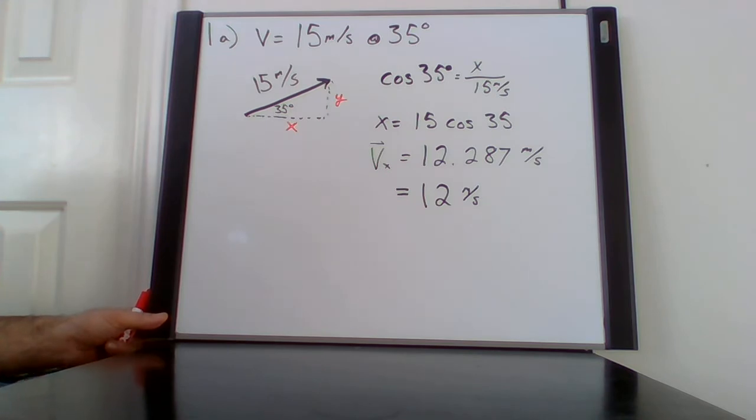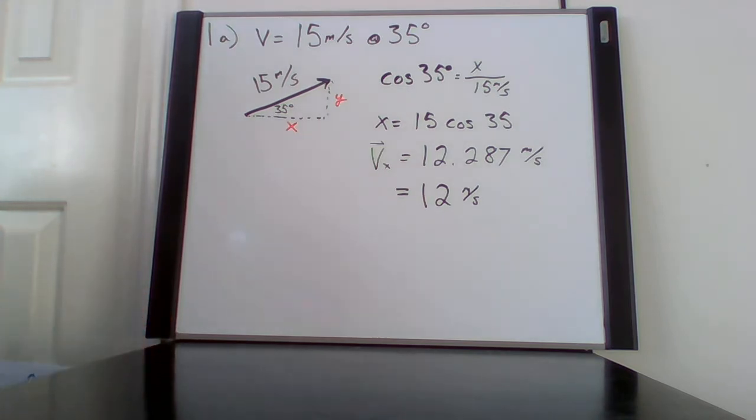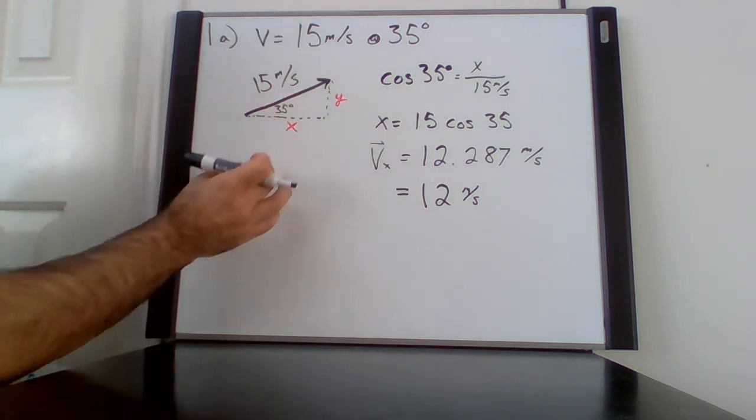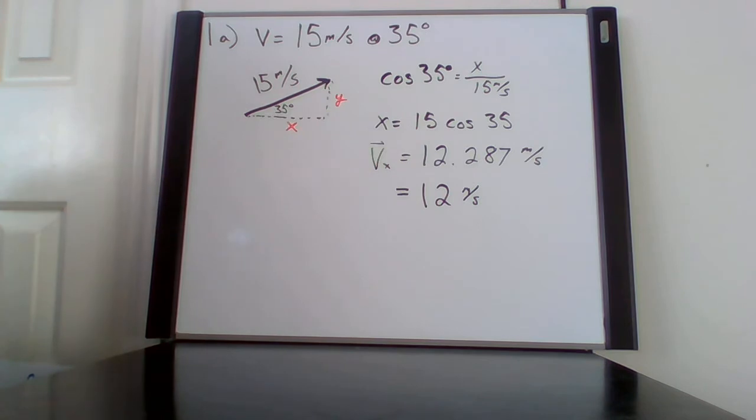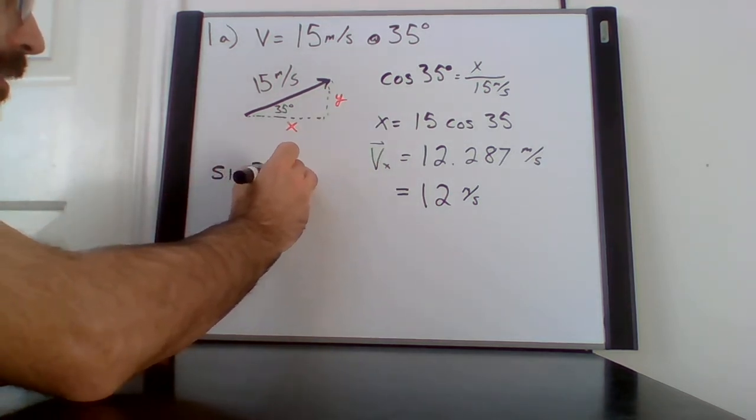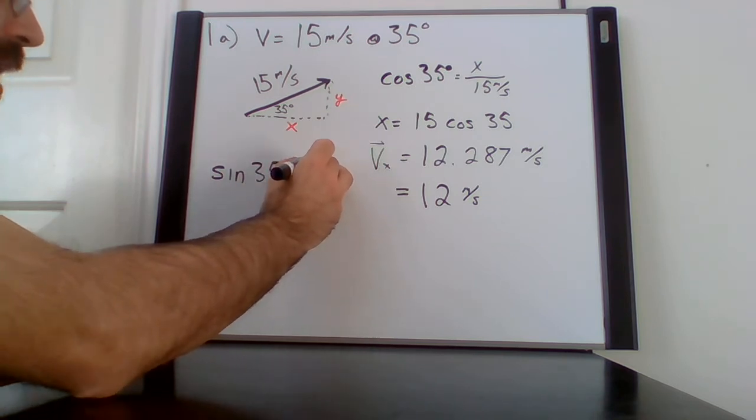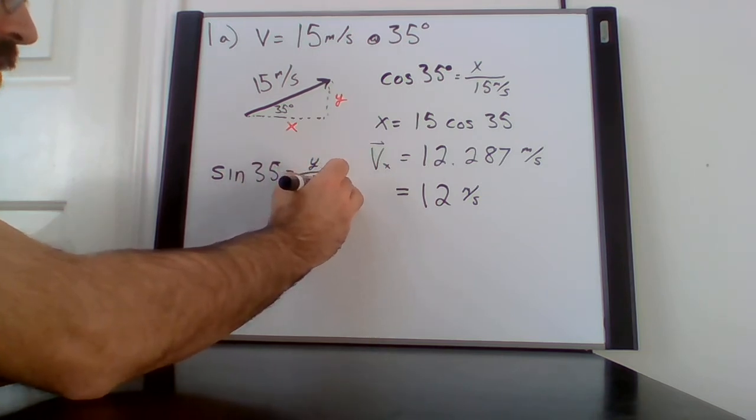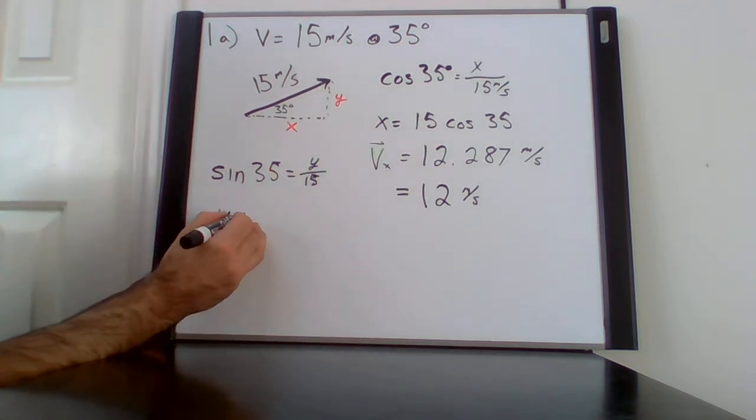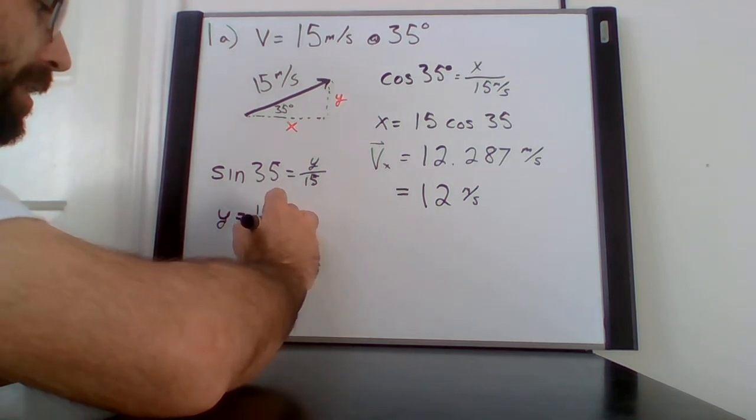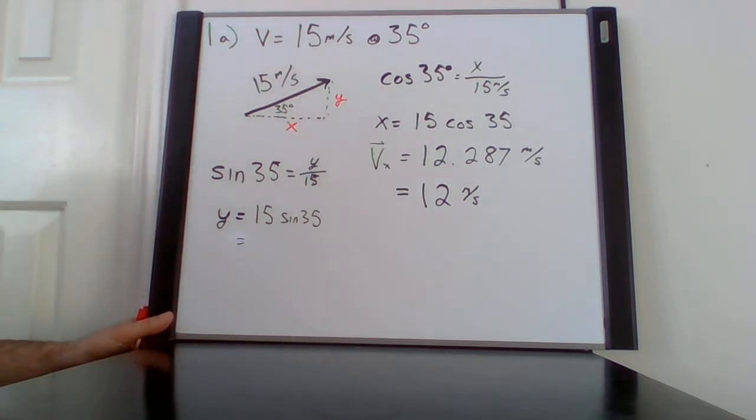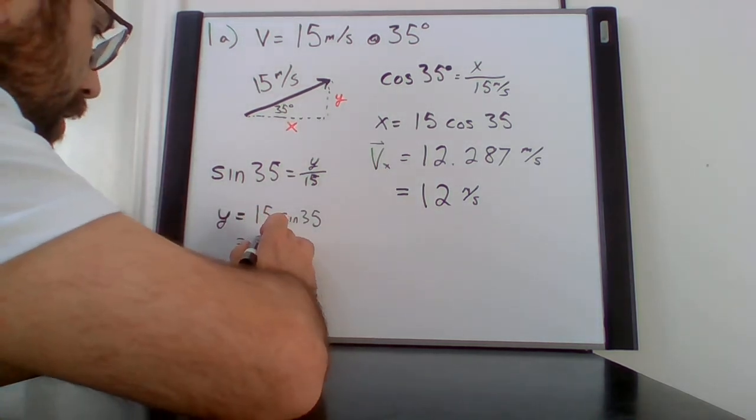Now, similarly, if we want to solve for our y value, based on the way that we've drawn our triangle, we have our angle, we have our hypotenuse, and we have the opposite side. In that case, we're now going to be dealing with the sine of 35 is equal to that y over the 15 meters per second. And so then I can rewrite that as y is equal to 15 times the sine of 35. Again, into our calculator.